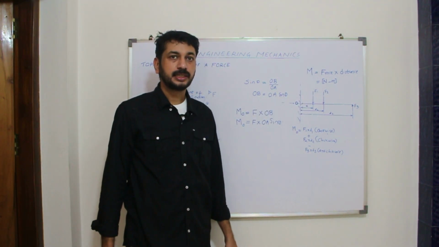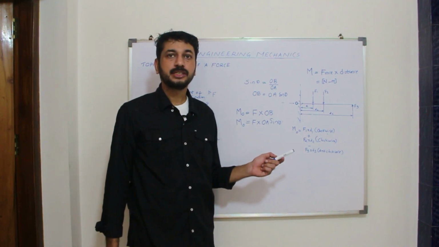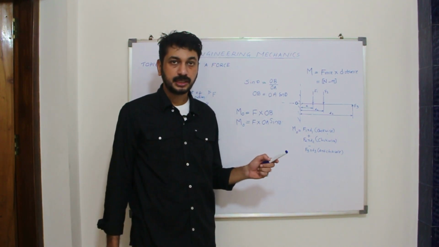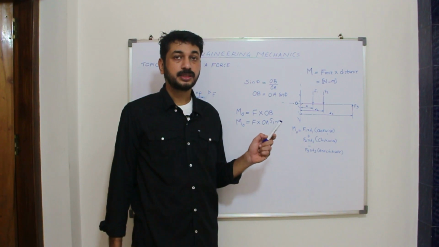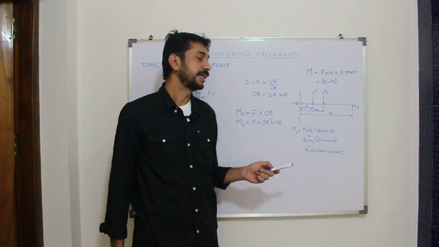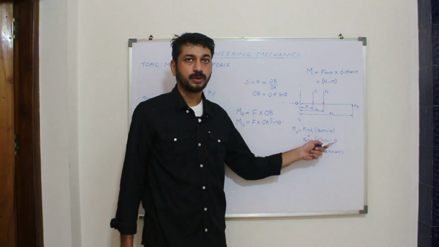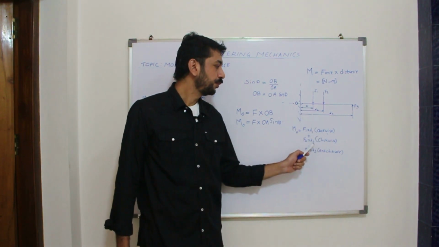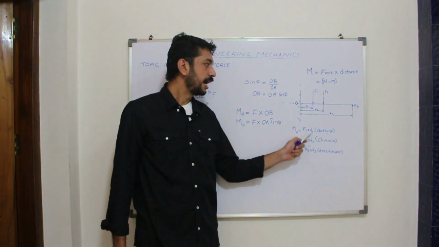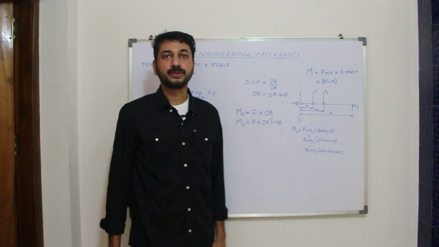If we consider clockwise moment as positive, then the anti-clockwise moment should be taken as negative. By substituting, we get F1 into d1 clockwise, F2 into d2 clockwise and F3 into d3 anti-clockwise direction.